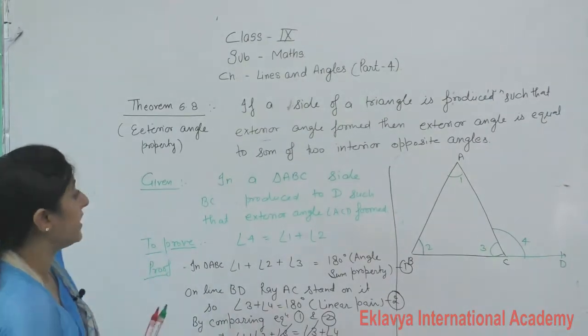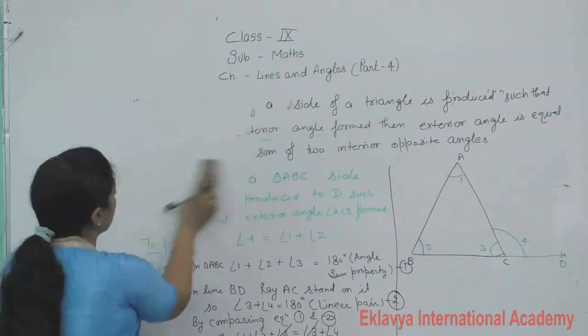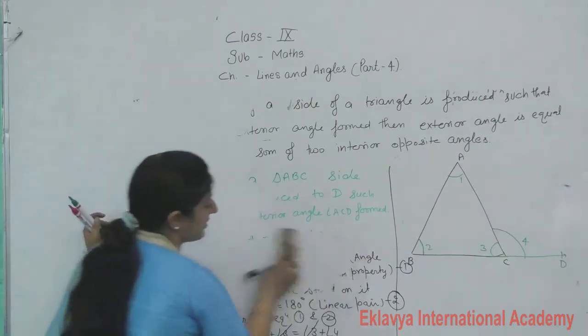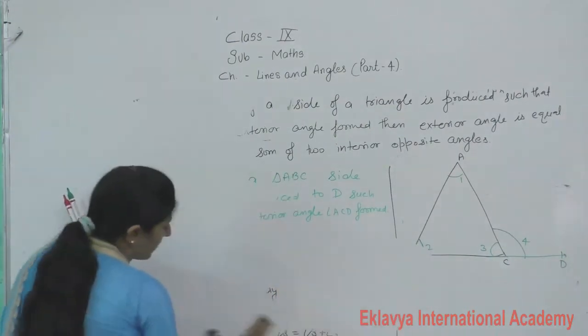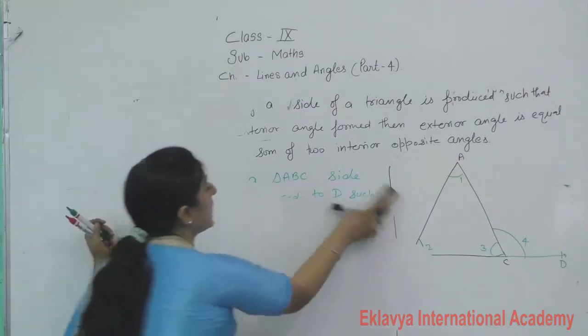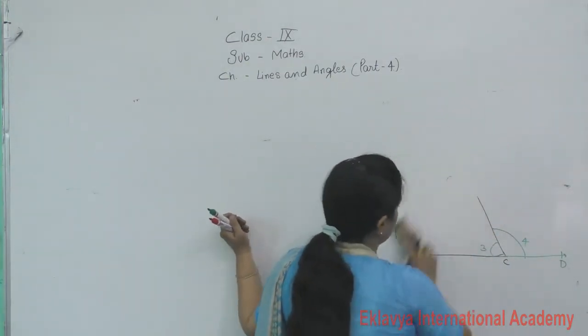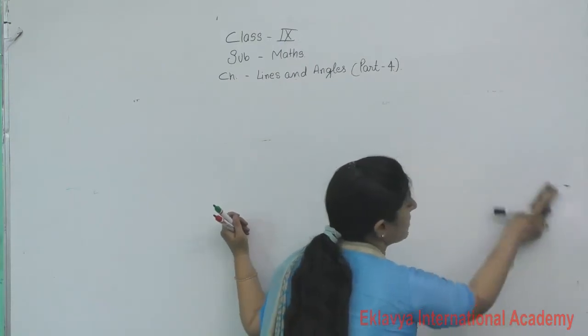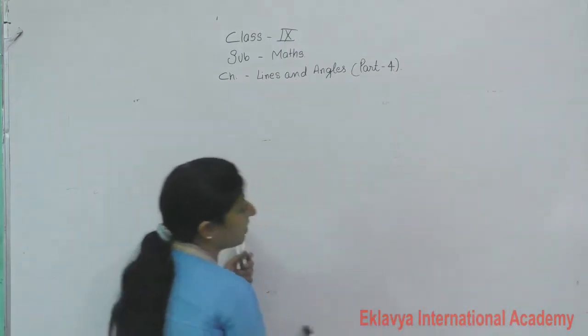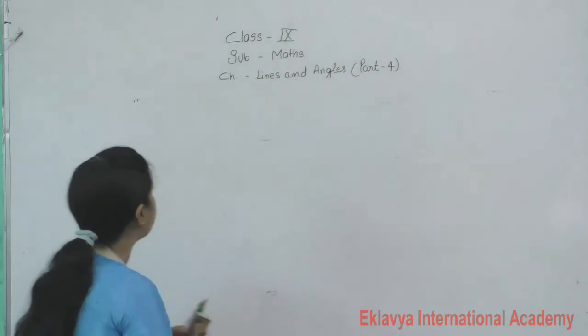Now take one example of exercise 6.1 today. Do all the theorems in a fair notebook properly and practice them again and again. In the question we will use the concept of theorems directly. We take one example.